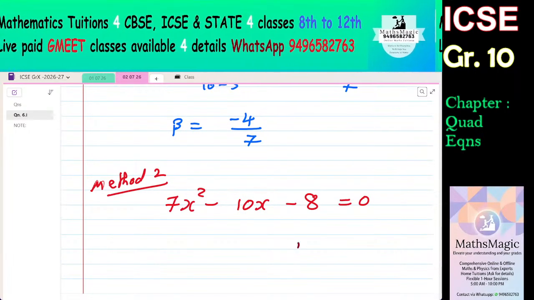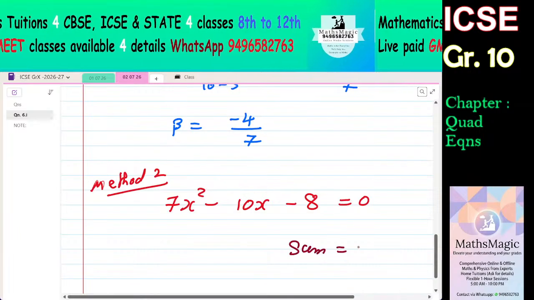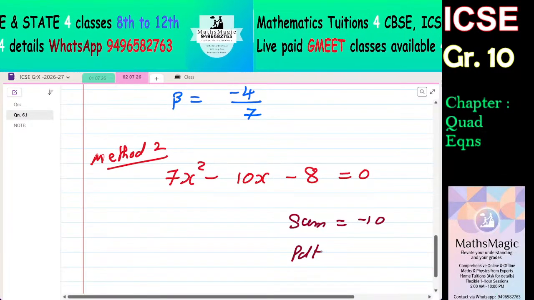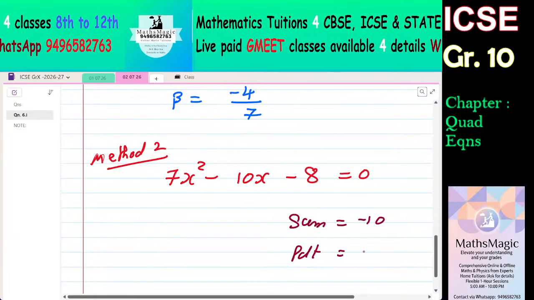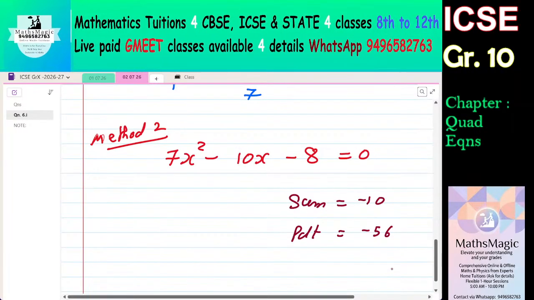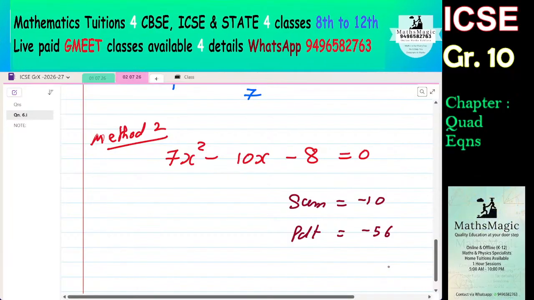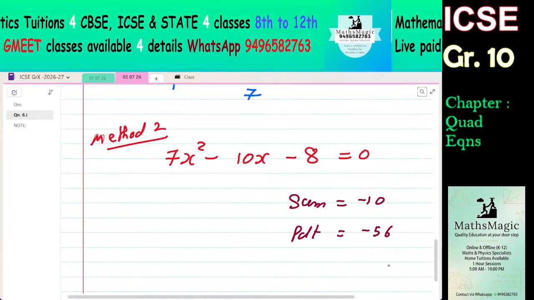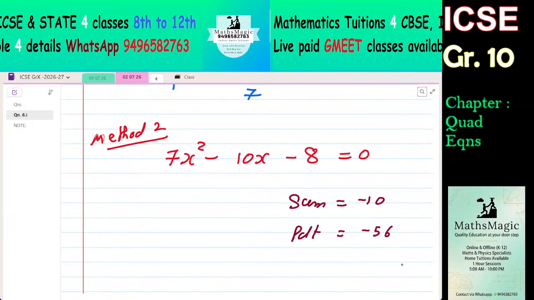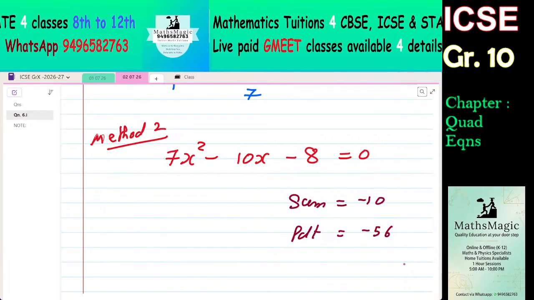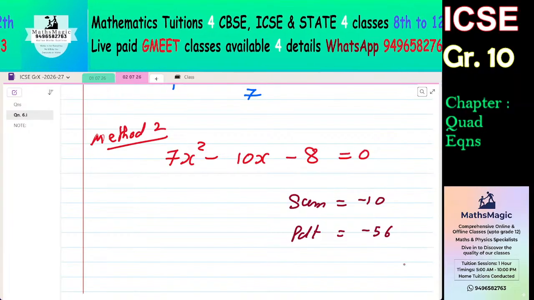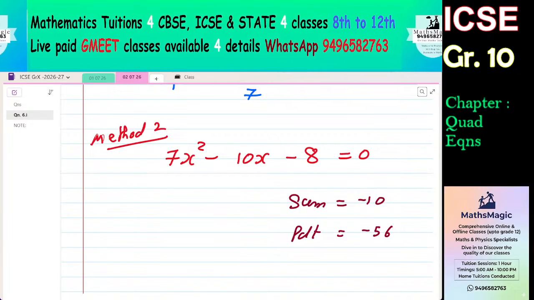The normal method: sum equal to negative 10, product equals negative 56, right? So you need to get two numbers whose sum is negative 10 and product negative 56. So what are the numbers?